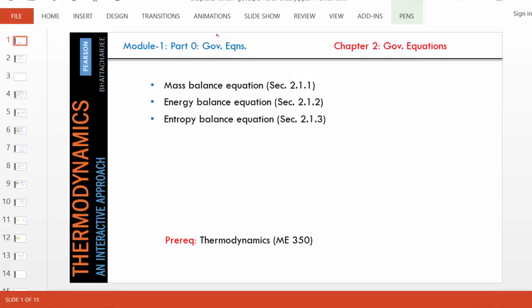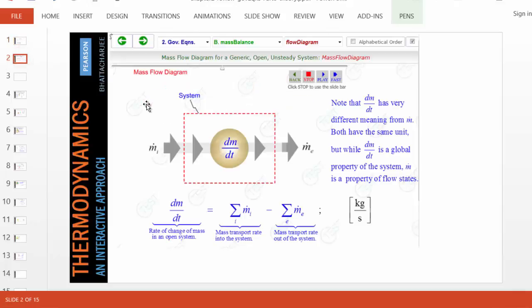Here we'll just review a little bit from Chapter 2, governing equations, especially mass balance, energy balance, and entropy balance equations. These are all covered; the section numbers where you can find more info from the textbooks are mentioned in the parentheses here. We'll not rederive these equations. Instead, we'll go over the meaning of each of these balance equations.